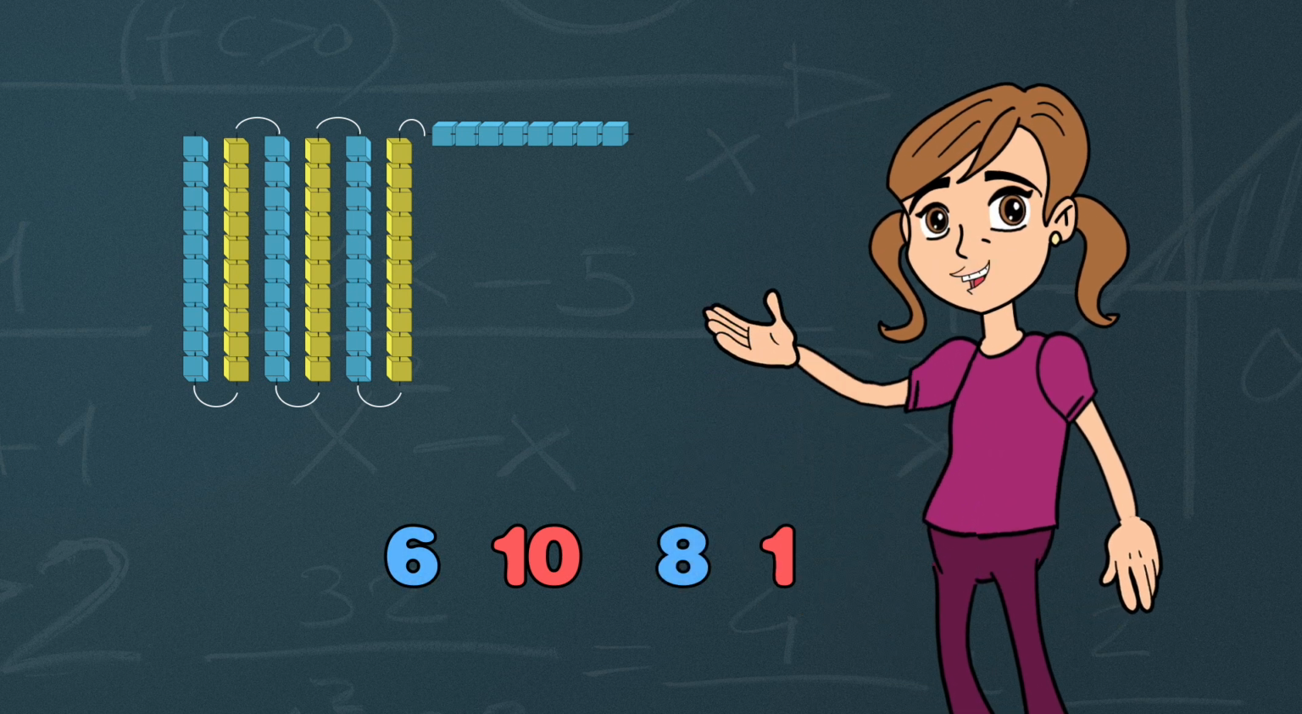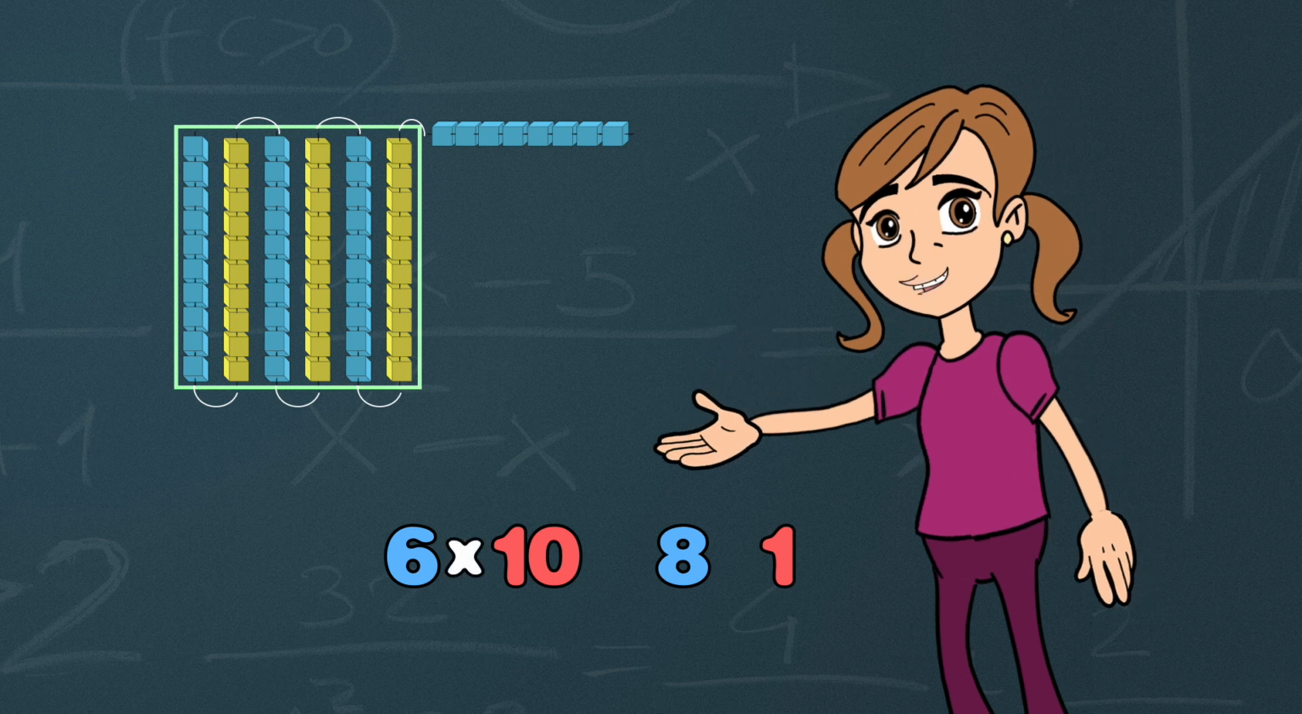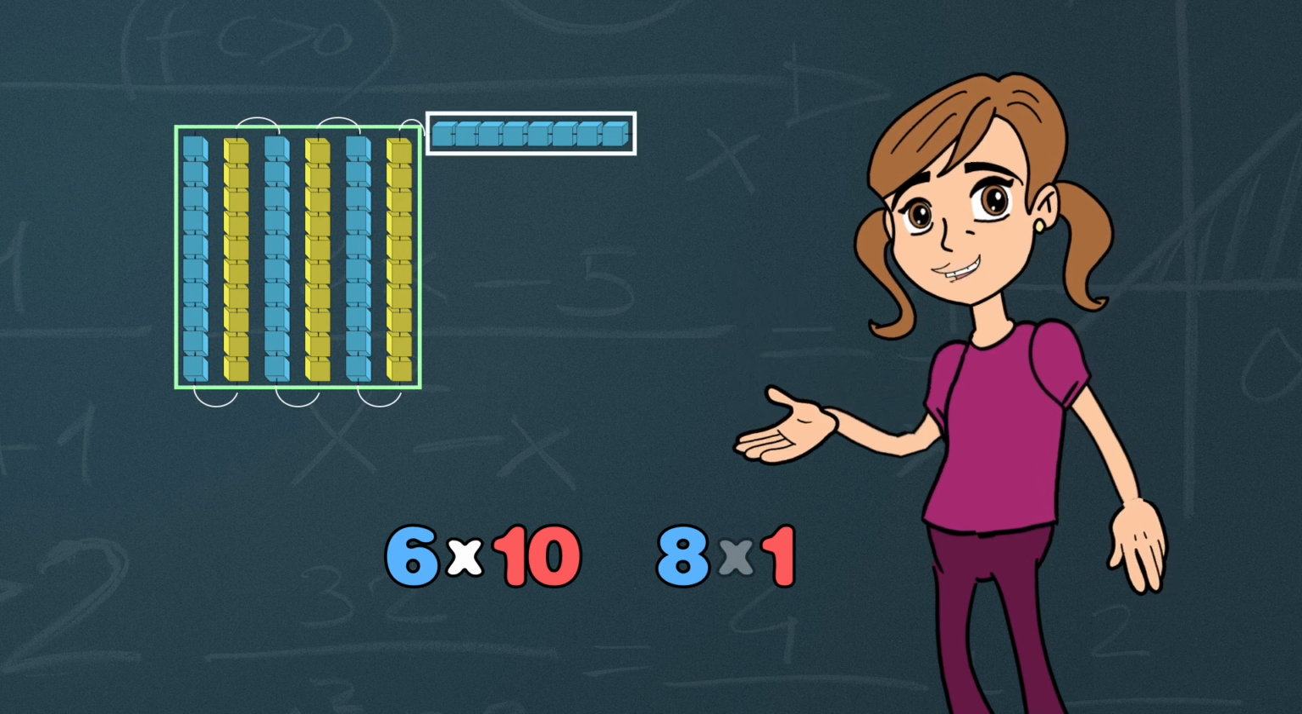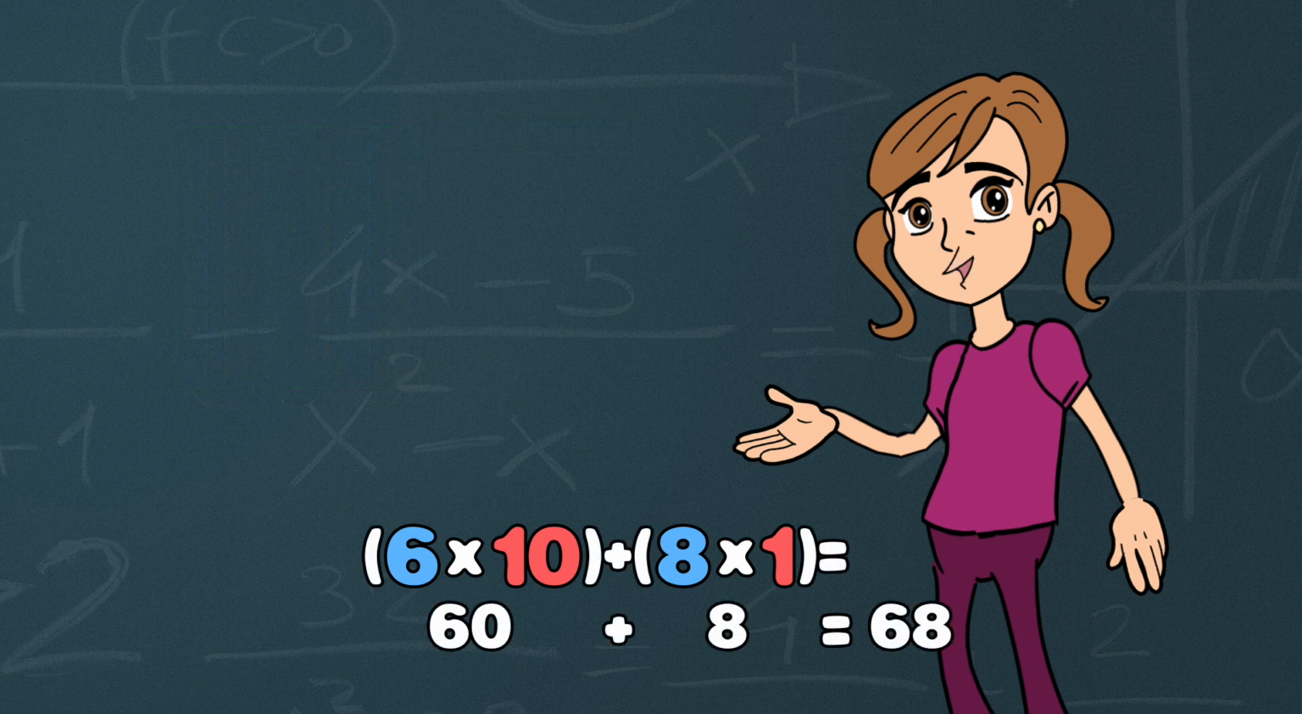The first rectangle shows 6 tens. We can write this as 6 times 10. And the next rectangle shows 8 ones. We can write this as 8 times 1. To name the bead in this collection, I have to add the 2 rectangles. I can use brackets to separate the rectangles in the number sentence. This way you know what I'm calculating first.